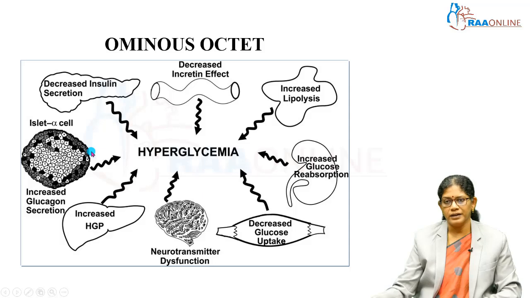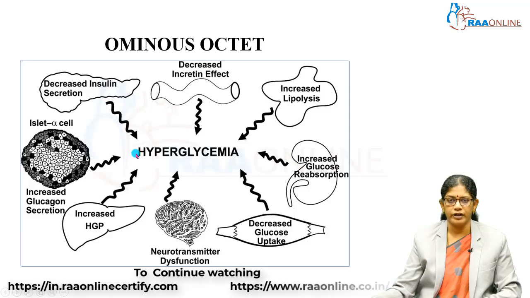Another reason is increased glucagon secretion from the alpha cells. That leads to hyperglycemia. And decreased insulin secretion from the pancreas is the major reason. That also leads to hyperglycemia. So, these are the different effects that lead to hyperglycemia and diabetes.